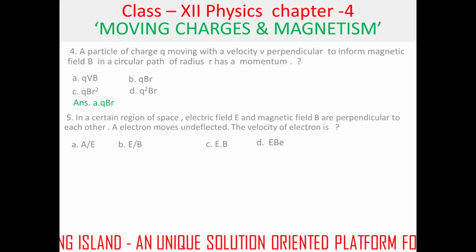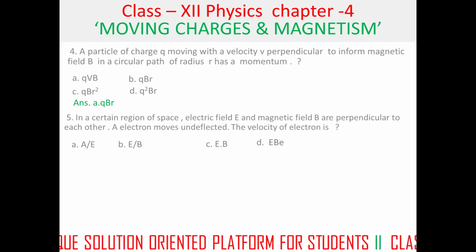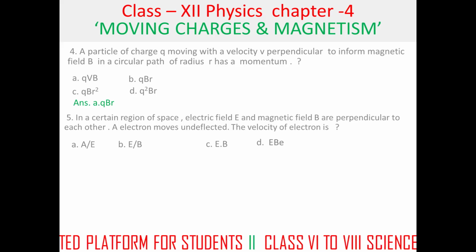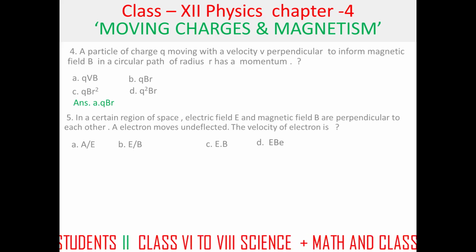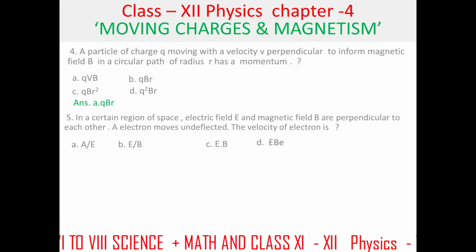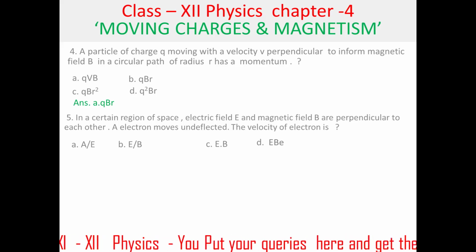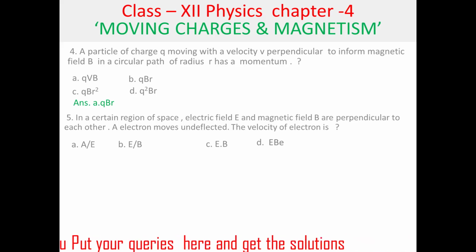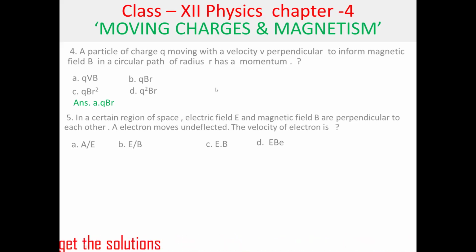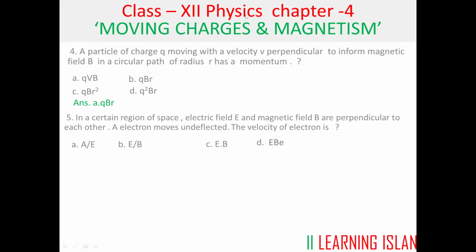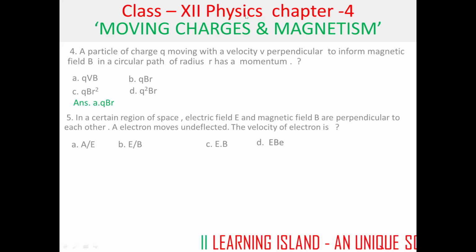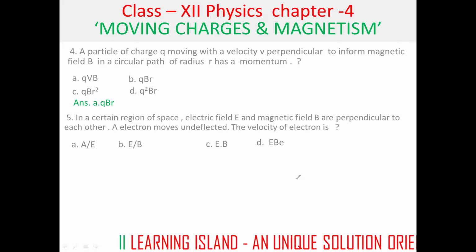In a certain region of space, electric field E and magnetic field B are perpendicular to each other. So here, what will be the answer? Without any deflection means, I'm going to show you the basic things, because without the basics you cannot understand this.